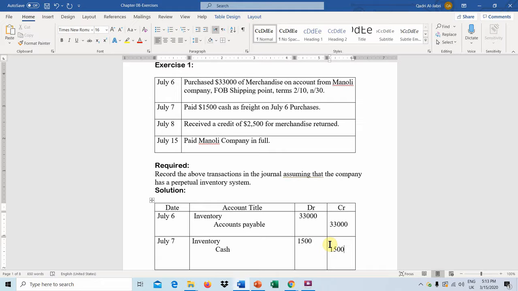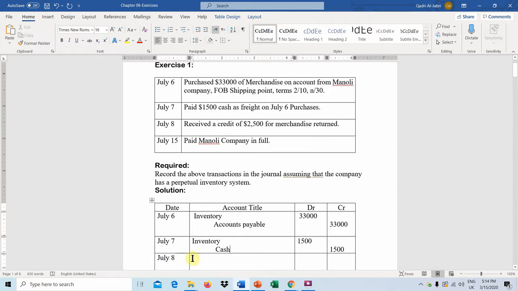So the freight that we pay to get inventory and make it available in our stores will be part of the cost of inventory. So it's not only the purchase price of inventory that will be included.